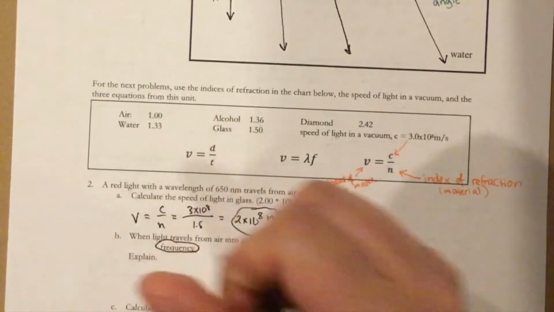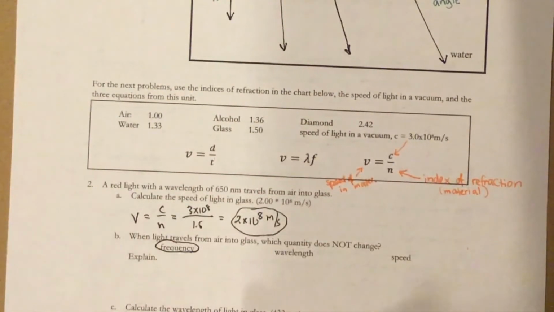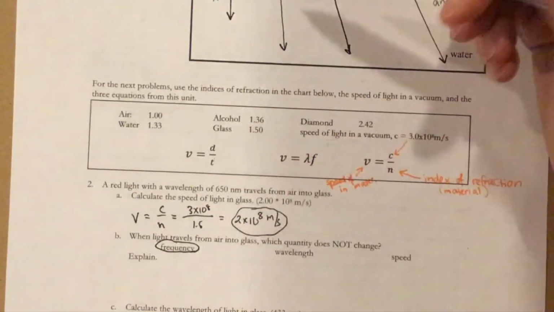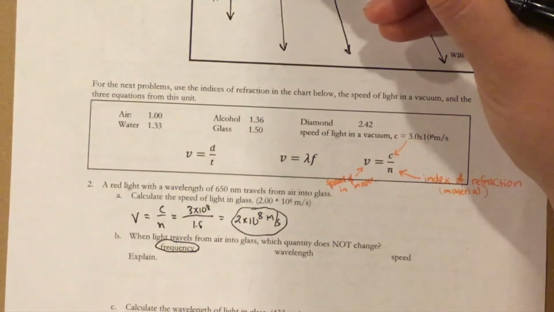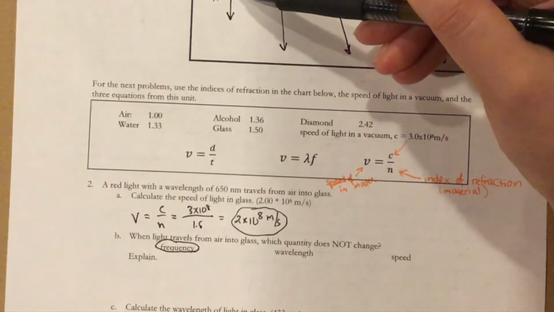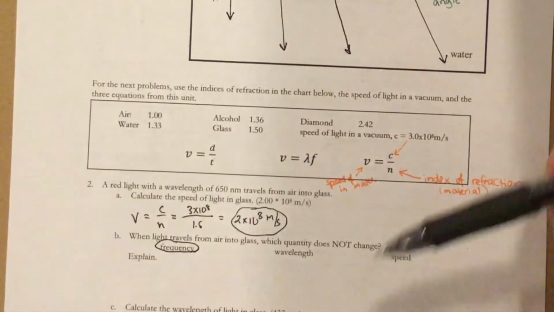But in any case, the frequency stays the same, and I know that the frequency stays the same because I still observe that color as red. I know wavelength changes because as it gets to a slower material, then that slower material makes the wavelength smaller. And I know the speed changes because we literally just did that.